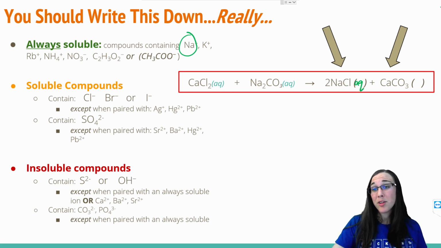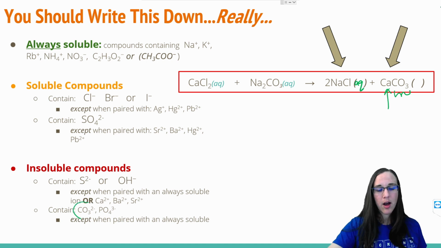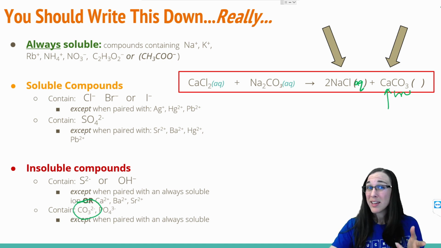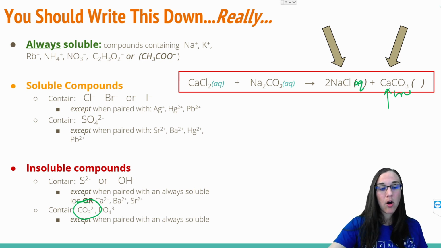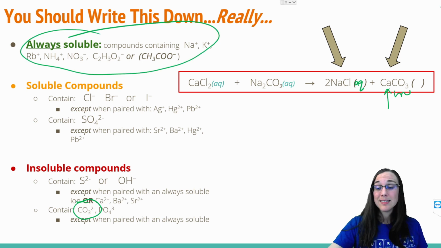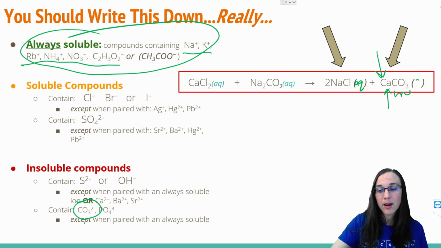Now let's look at our other product, calcium carbonate. We have a calcium and we have a CO3 polyatomic anion. We need to look through our solubility rules to find either calcium or carbonate. Hopefully you see that carbonate is one of our insoluble compounds, and the only thing that would make carbonate soluble or aqueous would be if it was paired with an always soluble ion. Since it's paired with calcium and not any of these that are present up here, we know that this one has to be the precipitate, the solid product.